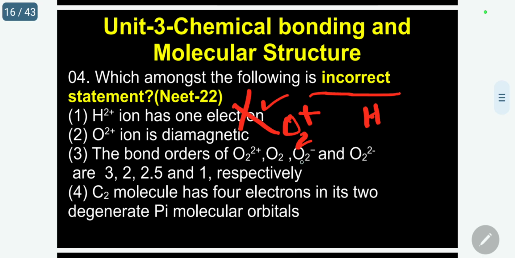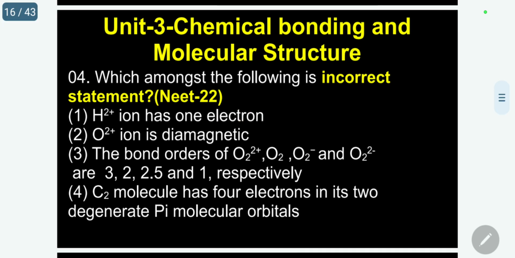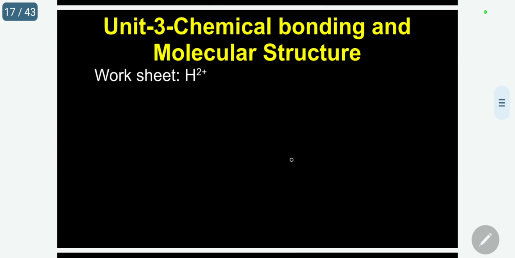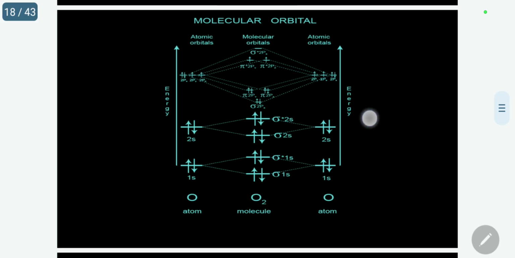Whereas the O2 plus, O2, O2 minus and O2 2 minus bond orders are 3, 2, 2.5 and 1 respectively, and the C2 molecule has 4 electrons in its degenerate pi orbitals. So these statements are correct. We have easily identified that H2 plus having 1 electron is incorrect, but you must also know the explanation for the others. Let me go to the worksheet.